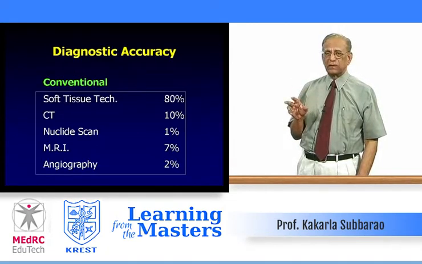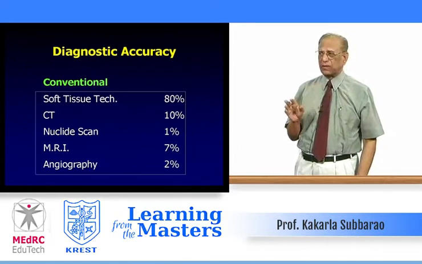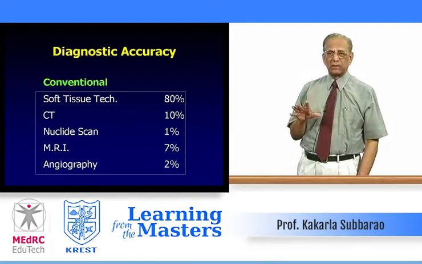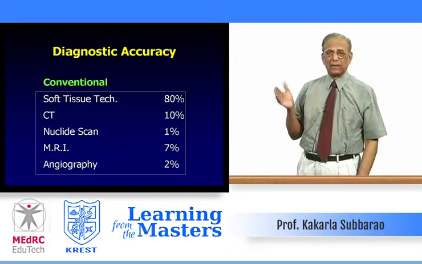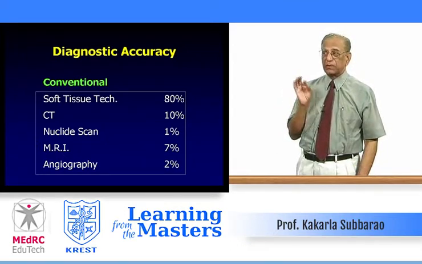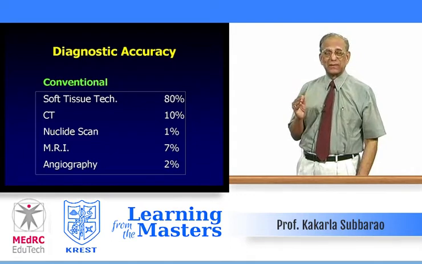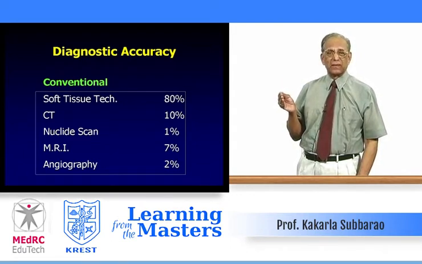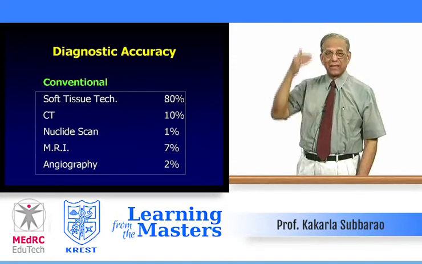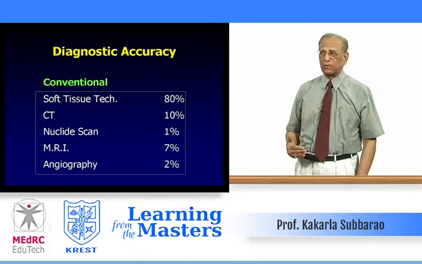Diagnostic accuracy: if you take all the imaging modalities, conventional radiology, particularly with the soft tissue technique, AP, lateral, occasionally obliques, 80% of the time one can come to a reasonable diagnosis. Whereas CT adds 10%. You see, the plain films may not show early calcification, whereas CT is sensitive to early calcification. Not only that, CT adds a cross-sectional view of the pathology of the bone.